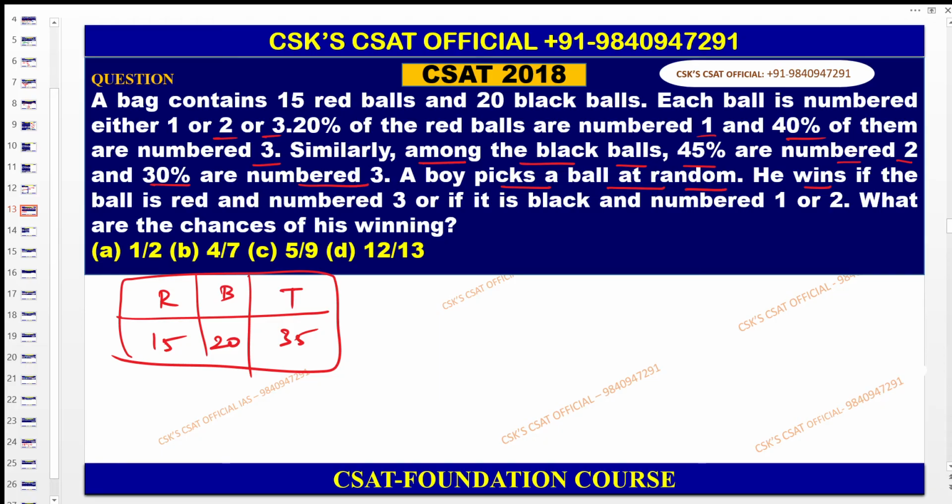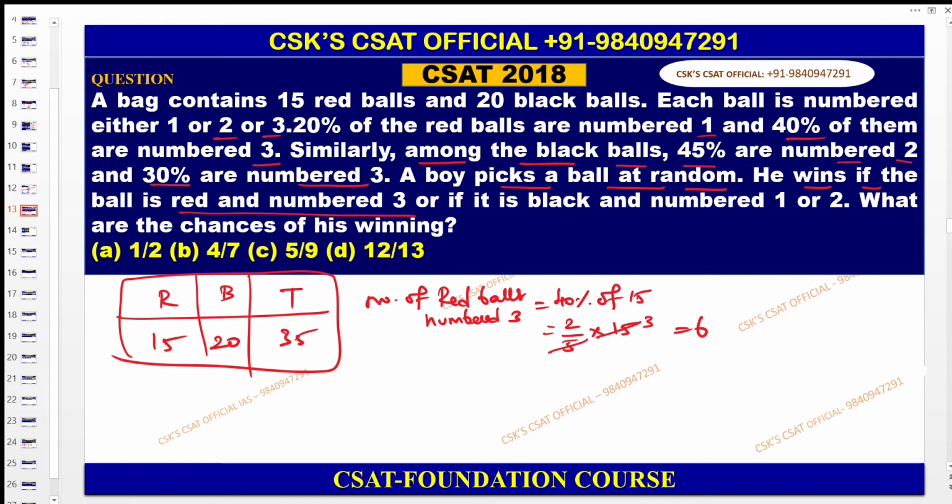He wins. This is the question. If the ball is red and numbered 3. So check here. Red and number 3. Number 3 here is 40%. Right? Red. So what is the number of red balls numbered 3? 40% of 15. 40% is nothing but 2 by 5. 2 by 5 into 15. You can cancel this one. 3. So which is equal to 6. Now read the statement. Next one.